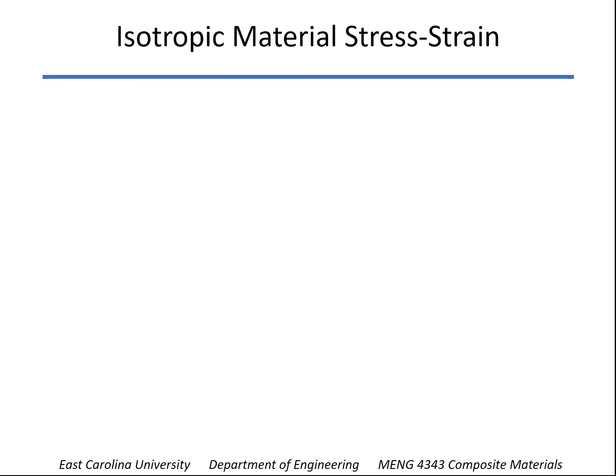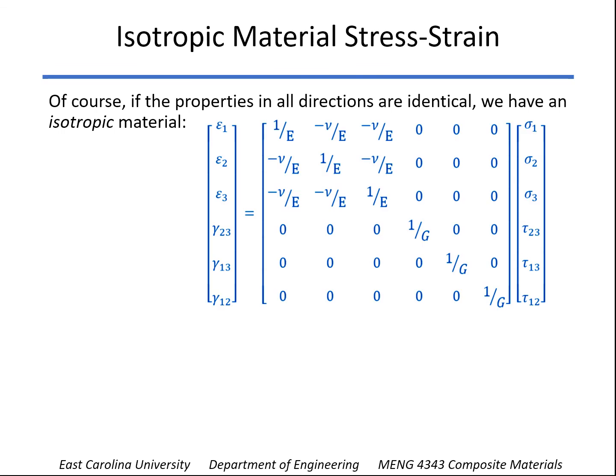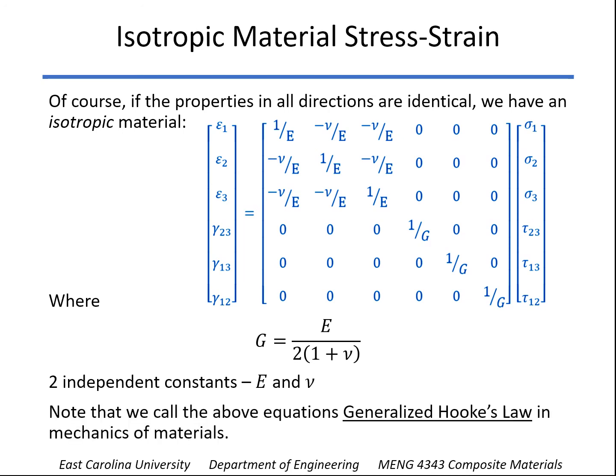And of course, if you take that one step further and we have an isotropic material, then you can see that now we're down to what looks like 3 independent constants. But remember, there's a relationship between the shear modulus, the Young's modulus, and the Poisson's ratio. So for an isotropic material, we say that its material response can be defined by 2 independent constants, just E and nu. And again, when we did this in mechanics of materials, we called this generalized Hooke's law, in this case for a 3D state of stress.